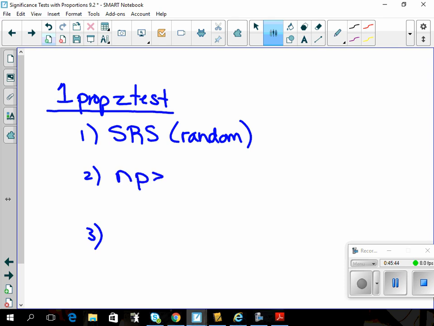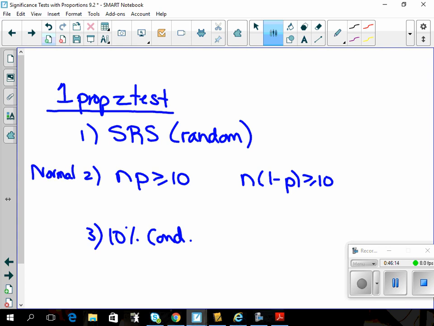N times P is greater than or equal to 10, and N times 1 minus P is greater than or equal to 10. On the left-hand side where it says statement, that's what you should be writing, and on the right-hand side you'll put the numbers in. What's the third condition? The 10% condition, correct? The independence condition. Sometimes this is called the normal condition, sometimes the independence condition.